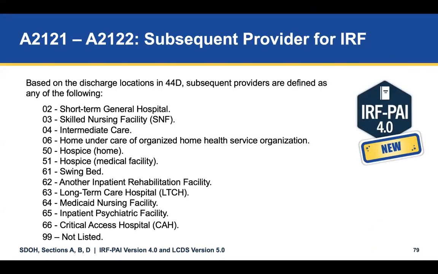For IRFs, the assessor will review the response provided in the IRF-PAI data element number 44D, patient's discharge destination living setting, found on page 2 of the IRF-PAI, to determine if the patient was discharged to a subsequent provider. As you can see from the title of this slide, this subsequent provider list applies not only to A2121, but also to A2122, which refers to the route through which this information was communicated to the subsequent provider. We'll review A2122 after we complete our review of A2121.